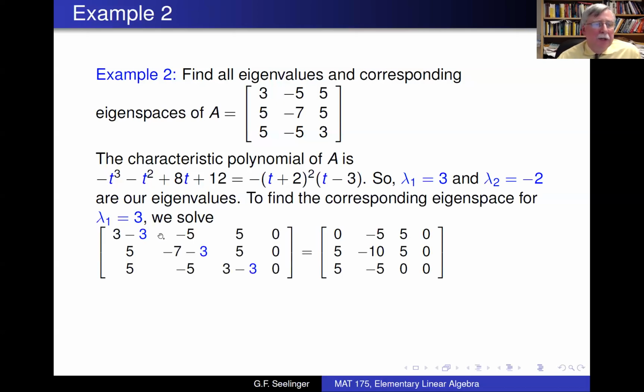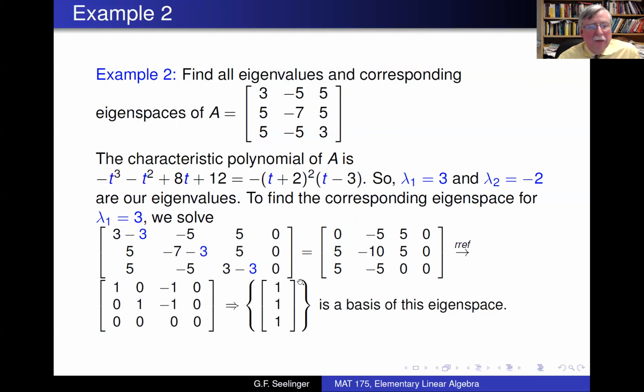And so for lambda equals 3, we subtract 3 off of each diagonal entry. We end up with this matrix. We go ahead and solve it. And now again, x3 is a free variable. So I can bring things over to the other side, and I get 1, 1, 1. T, T, T is what we have, and so I just take the coefficients 1, 1, 1 as my basis for the eigenspace. So let's take a look at what happens when lambda is equal to negative 2.